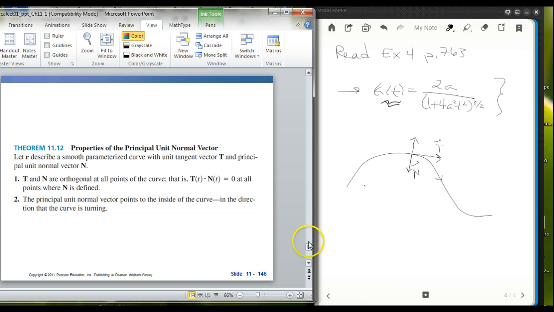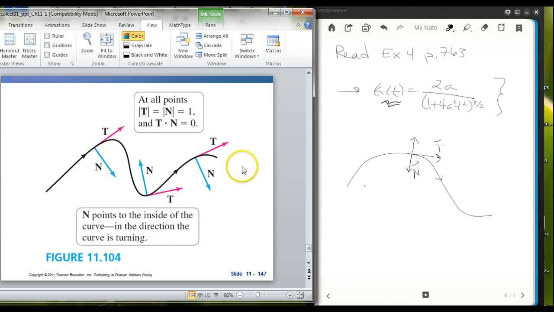Excellent. So now let's continue on and see a little bit of an example. Notice we've got magnitude 1 vectors here for T and N. As we move along this path, we see that the tangent vector points in the direction we're going, and the principal unit normal vector N is pointing towards the inside. It's pointing in the direction that the curve is about to turn to. So it's moving along about to curve right, so the normal vector is pointing to the right. Now it's about to turn left, it points that way. Moving along, about to turn right, points to the right. It's always on the inside of the curve.